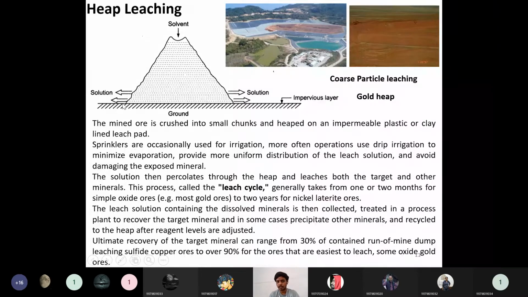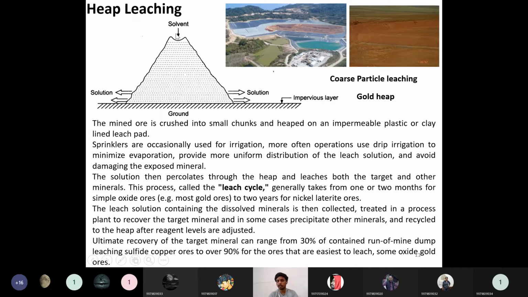Then on this impervious layer, the crushed ores, the mined ores, whatever coarse particles we obtain during the mining operation, will be arranged in piles. These are called piles or heaps. Through these piles, the solvent will be sprinkled. This is a drip irrigation. In the agricultural fields, you might have noticed drip irrigation. In our college setup also, there is a drip irrigation method, where the water is just sprinkled down.